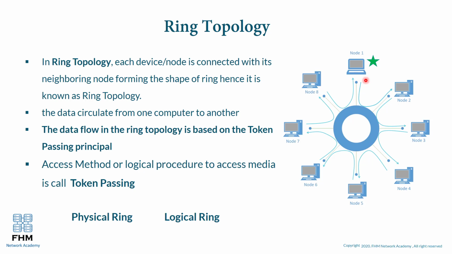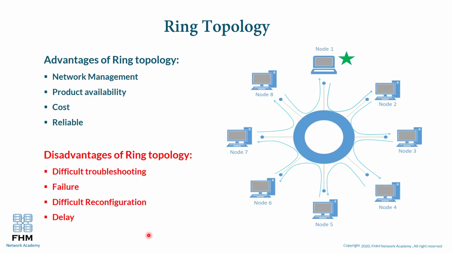As you can see, the physical layout of ring topology and the access method or logical topology in this specific topology are the same. The physical topology and the logical procedure to send information are the same, and both follow the ring rules. Let's talk about the advantages and disadvantages of the ring topology.